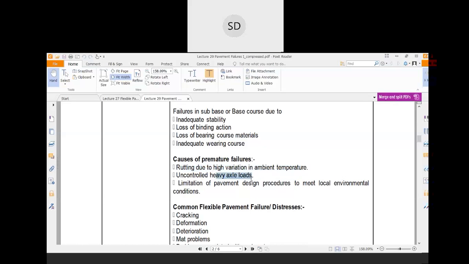Uncontrolled heavy axle loads. If a particular vehicle is carrying more load which is beyond its acceptable limit, in that case the pressure exerted over the road surface would be higher. That is, the stress would be higher, and in that case it would fail. To control the heavy axle load, the trucks which carry goods are generally weighed at the weigh bridge to know what the load condition is, whether they are overloading or not. If they are overloaded, it will create enough stress over the road surface which will cause permanent damage to the road.